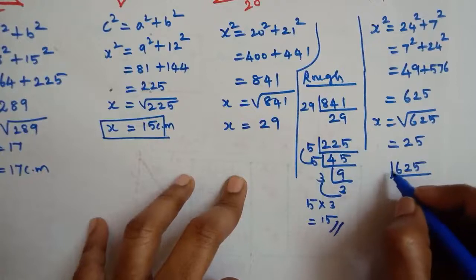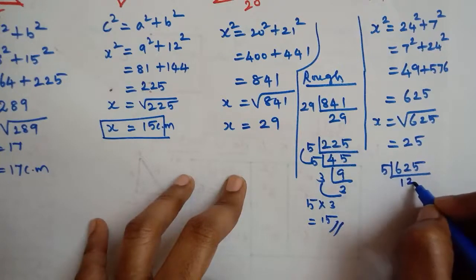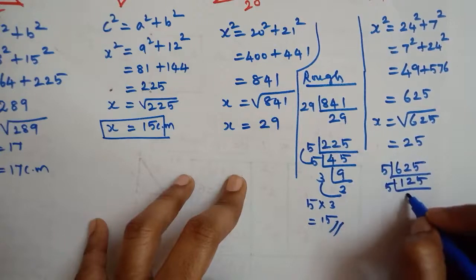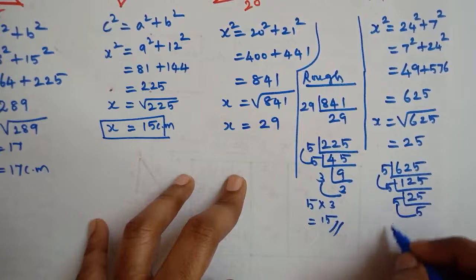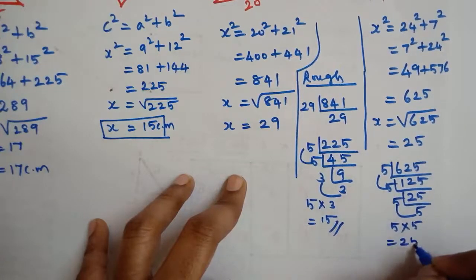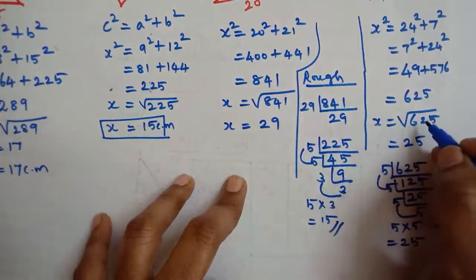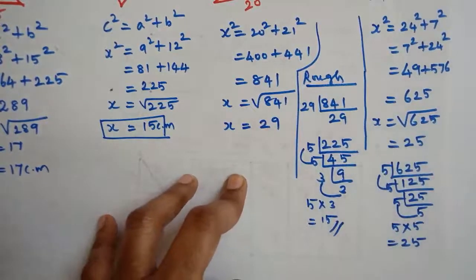Here 5 ones are 5, and 12 gives 2 5. Another 5, 2 15. Then again 5, again 5. So take one 5 out of two numbers. 5 into 5 is equal to 25, because the root is there. So the square root of 625 is equal to 25. Is it clear, students? Good.